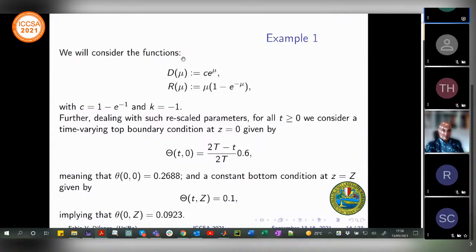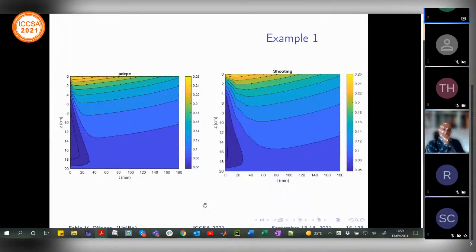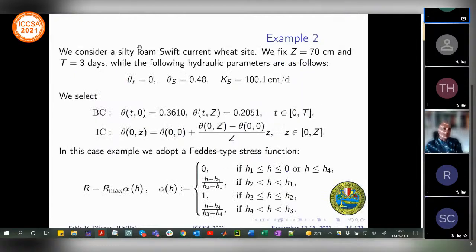Okay, so we have normalized the variables. We have considered the diffusivity and the root water uptake, which results from this choice as this constant C e to the mu, and R just follows from computations. We have given this top condition and this constant bottom condition. And then we can appreciate here the comparison between Matlab's pdepe and our shooting method. They're quite similar, despite, of course, our resolution not being as precise as Matlab's. But the qualitative behavior of the two solutions is very similar, and we can see that this analogy also remains for a Silty Loam.